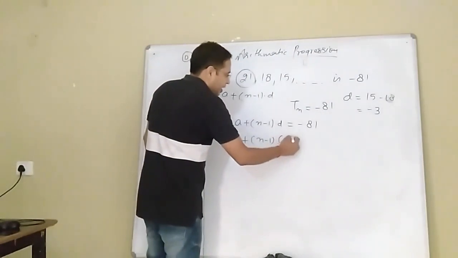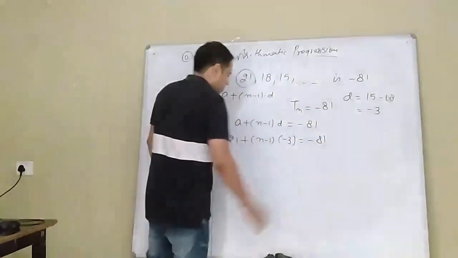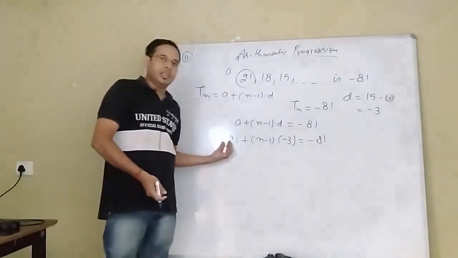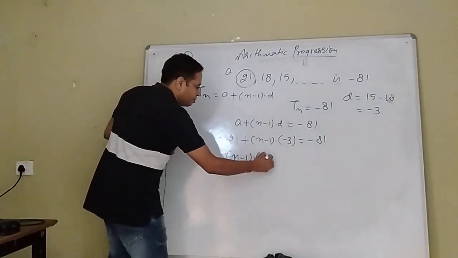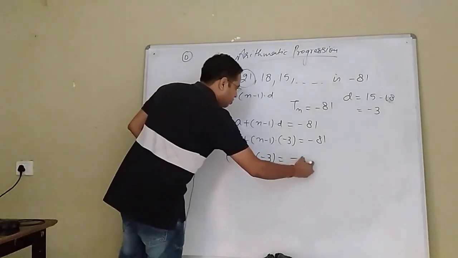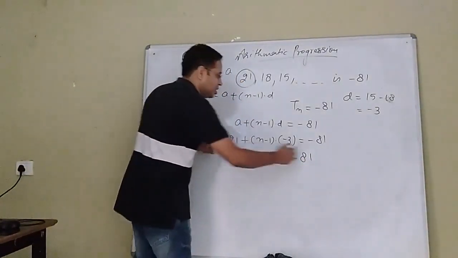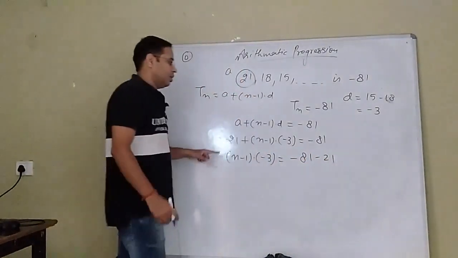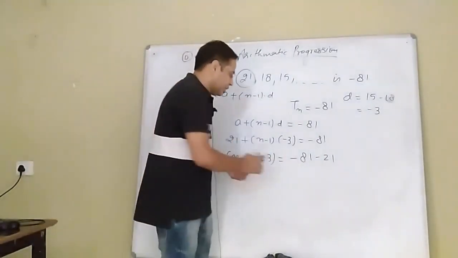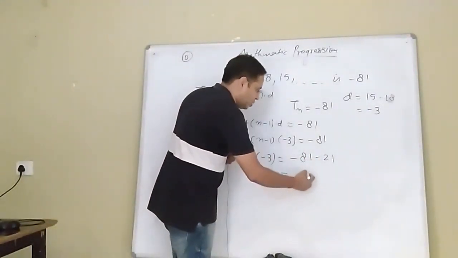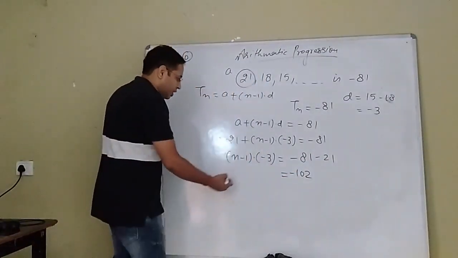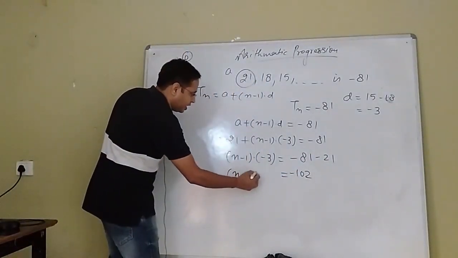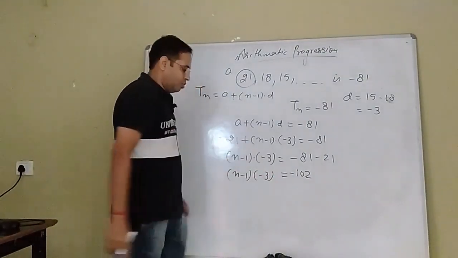So D की वैल्यू रखिए minus 3 equals to minus 81. इस 21 को we'll take to the right hand side. We'll get n minus 1 into minus 3 equals to minus 81, and this will be minus 21. So these two will be added up, है ना? कितना हो गया ऐड हो गया? 1 plus 1 is 2 and minus का 1 0 2. So we'll get n minus 1 into minus 3 is equals to minus 102.